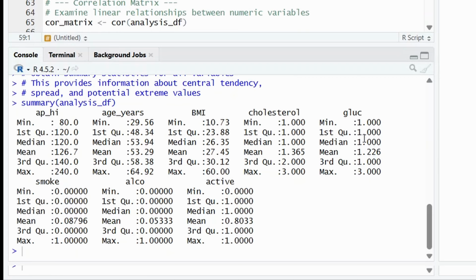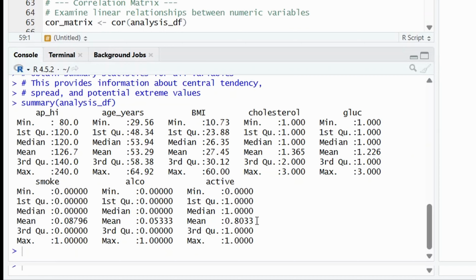Cholesterol and gluc are coded categorically. 1 is normal, 2 is above normal, and 3 is well above normal. Most participants are normal, but the mean is slightly above 1, showing some have higher levels. Smoke and alco are binary variables. Smoking is relatively low with a mean of 0.088, and alcohol use is even lower at 0.053. So only a small proportion of participants smoke or drink. Active indicates physical activity. Most participants are active with a mean of 0.8, meaning 80% report being physically active.